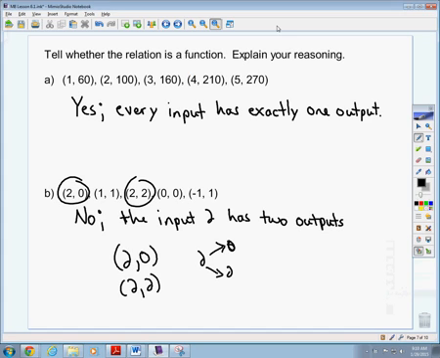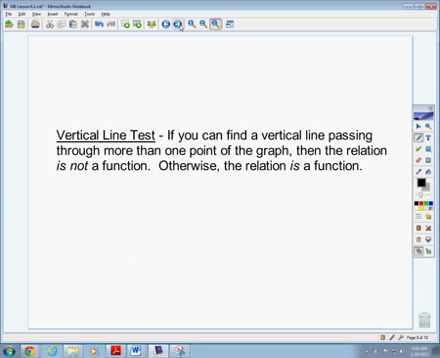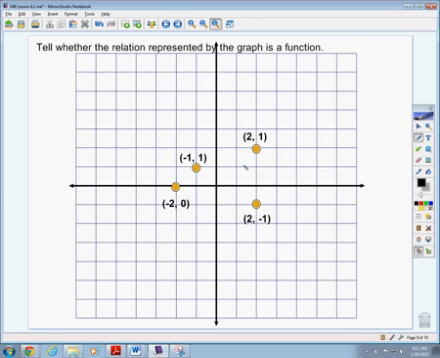Now the last thing we want to talk about is the vertical line test. And the vertical line test is a quick way of telling on a graph whether a relation is a function or not. If you can find a vertical line passing through more than one point of the graph, then the relation is not a function. Otherwise, the relation is a function. So let's look at a couple examples.